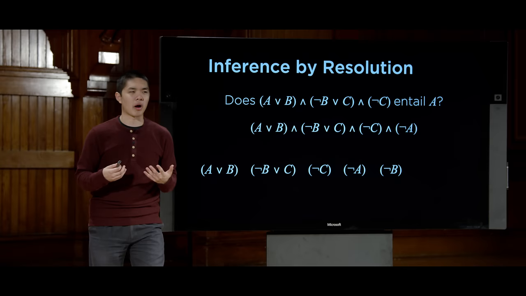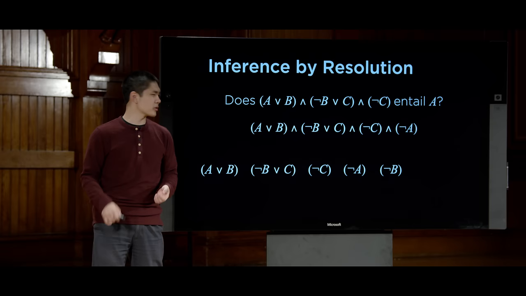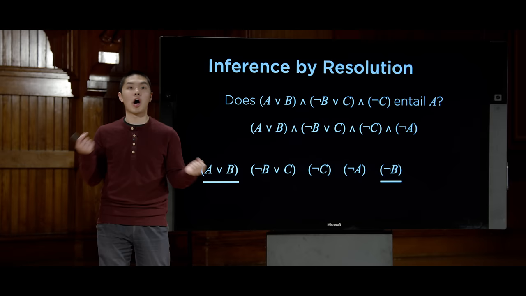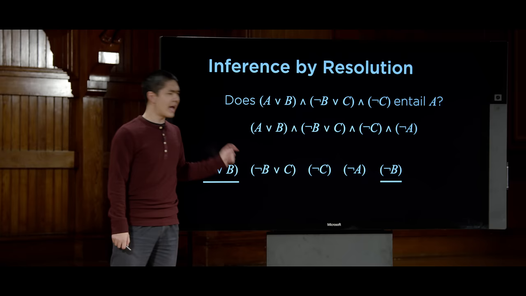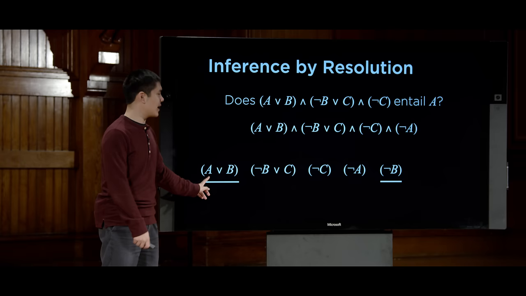Can I use resolution again to get some new conclusion? Well, it turns out I can. I can use that new clause I just generated along with this one here. There are complementary literals. This B is complementary to, or conflicts with, this not B over here. And so if I know that A or B is true, and I know that B is not true, well, then the only remaining possibility is that A must be true. So now we have A. That is a new clause that I've been able to generate.